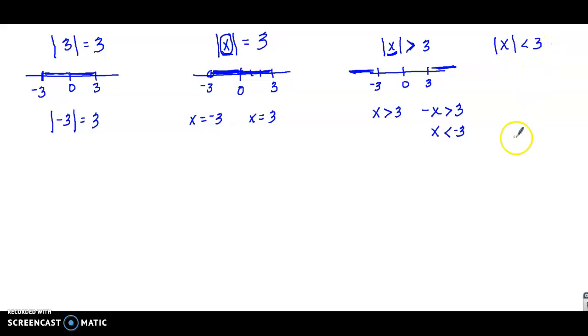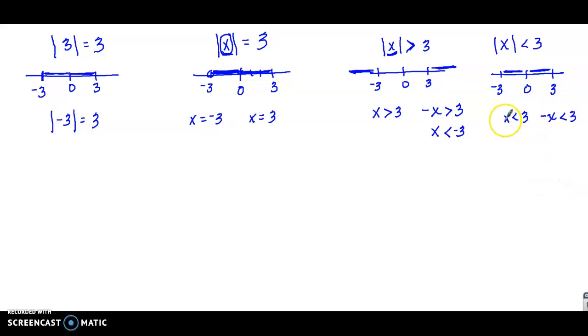I could do the same thing if I'm looking for less than. The only difference is on my number line, I'm looking for these values that are inside here. Or, because it's absolute value, I would be looking for these values inside here. Both of these values would be representing my x. So these values being positive, that would be a positive x would be less than 3. These values being negative values would be negative x is less than 3.